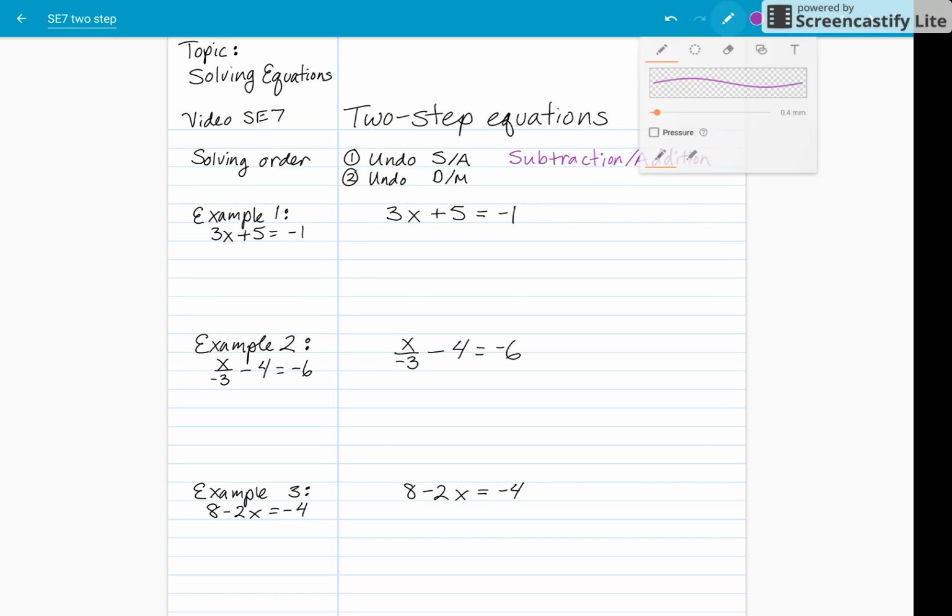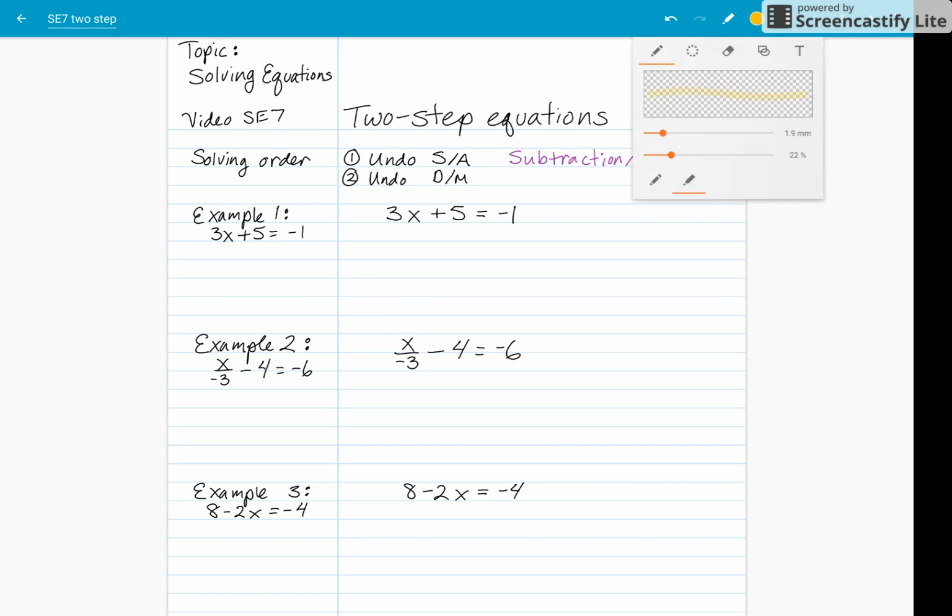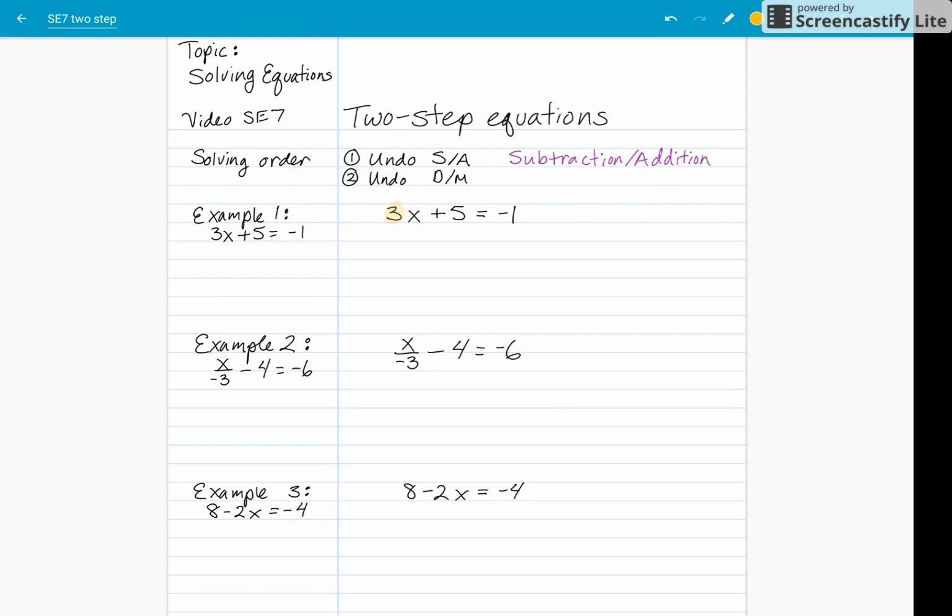So on this side with x, I see a 3 that's multiplying the x, and I see a 5 that's adding. We're going to undo the addition first. I'm only focusing on the side with the x because remember our goal is to get the x by itself, or isolate the x. We're subtracting 5 on both sides. And this process is very similar to a one-step equation in that you're always doing the inverse operation.